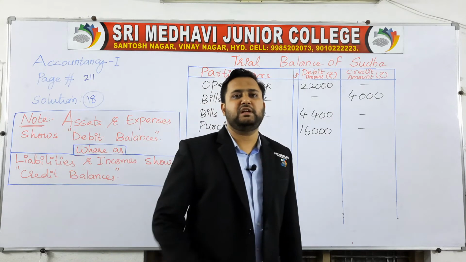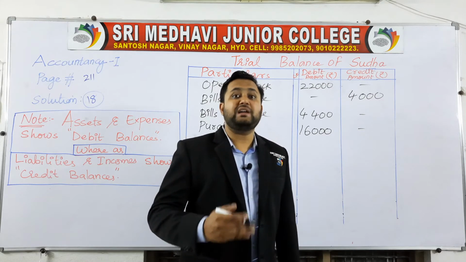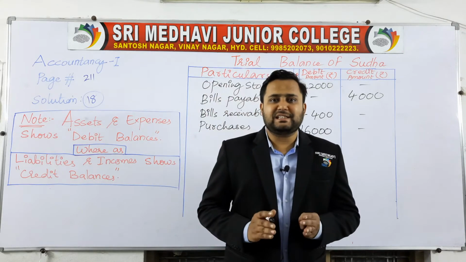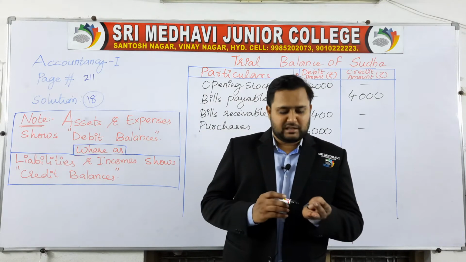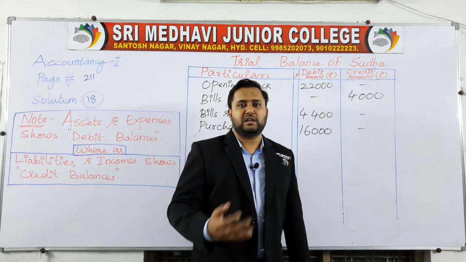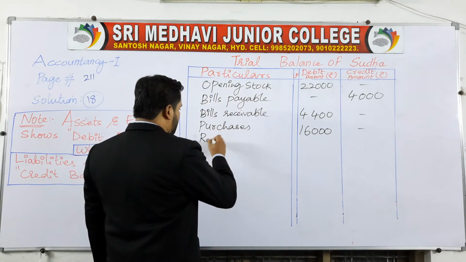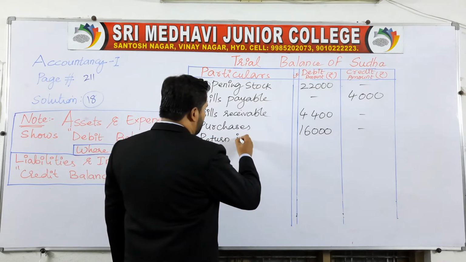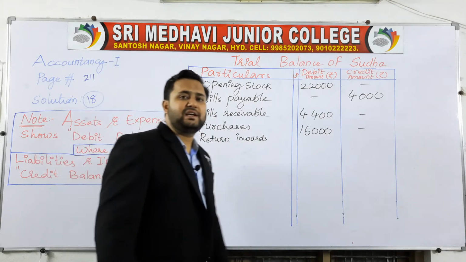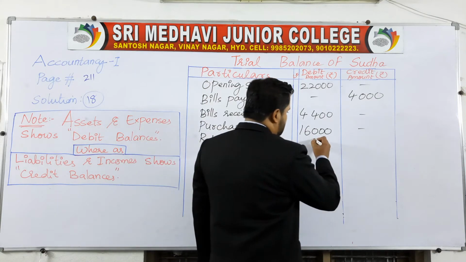Return inwards. Return inwards is also known as sales returns. Return outward is also known as purchase return. So sometimes in a question, purchase return and sales return is mentioned, or sometimes the second name of the sales return, which is nothing but return inwards. Sales show credit balance, which means sales return shows debit balance: 400.